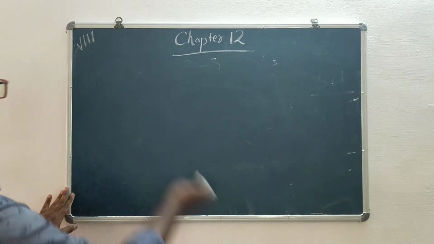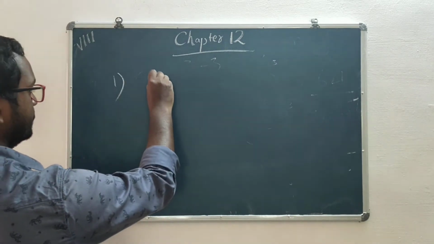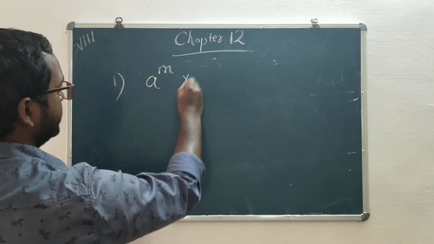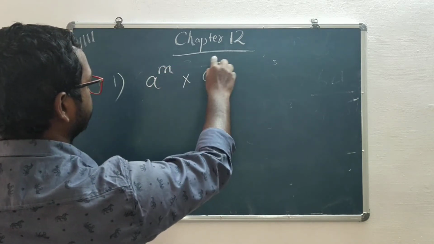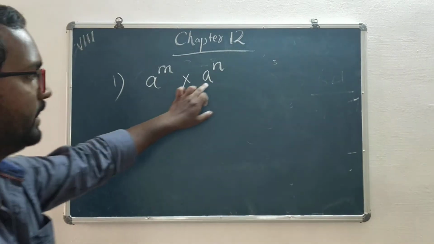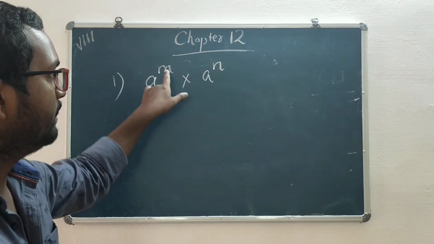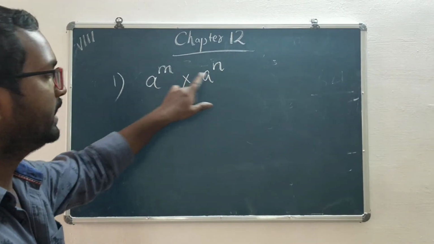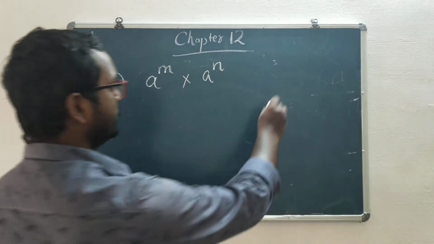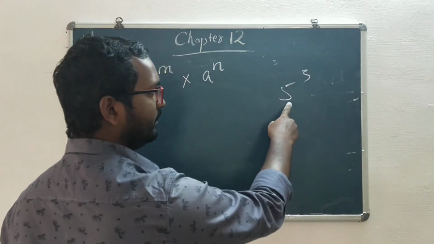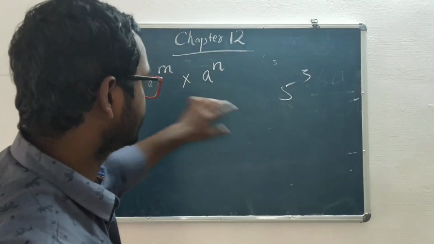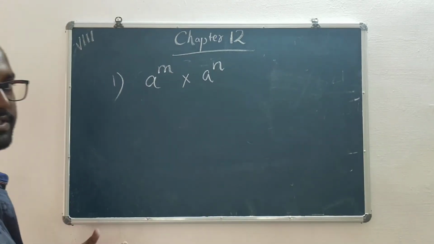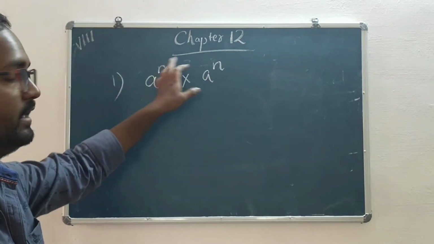a very special case, which is a power m into a power n. Okay, so a and a represent the base, m and n represent the power. So if I say 5 power 3, here the base is 5 and the power is 3. Okay, so this is the base. This is just a formula to understand what happens when you have a similar base and different powers.